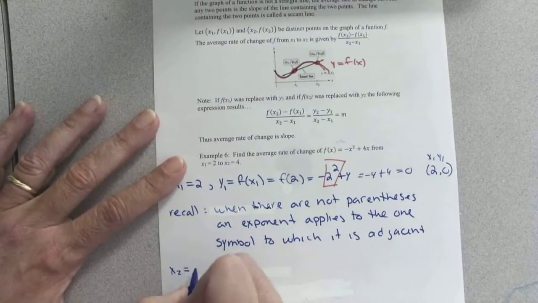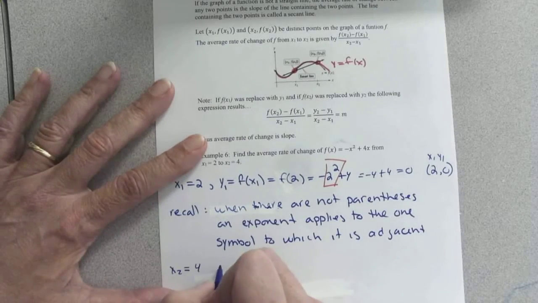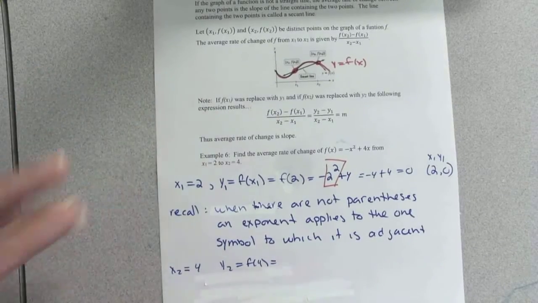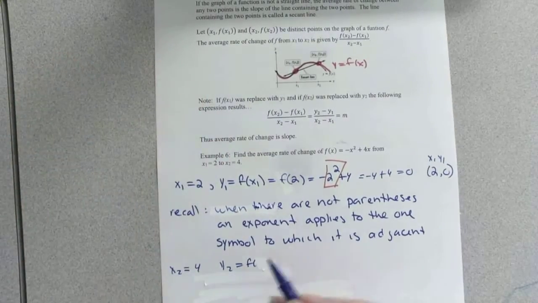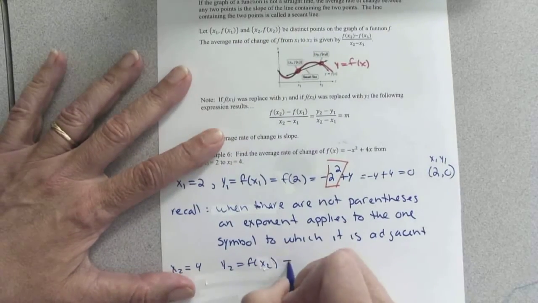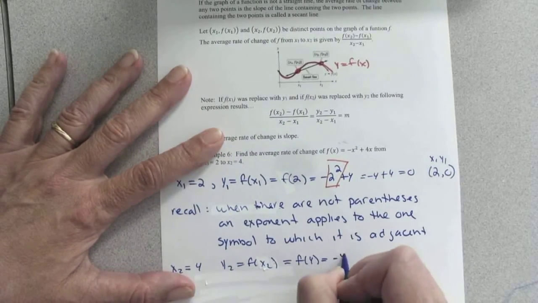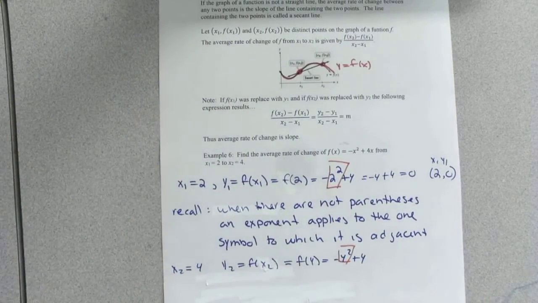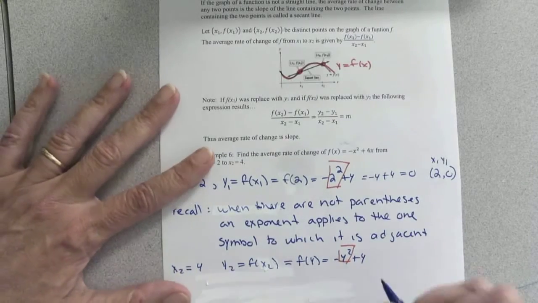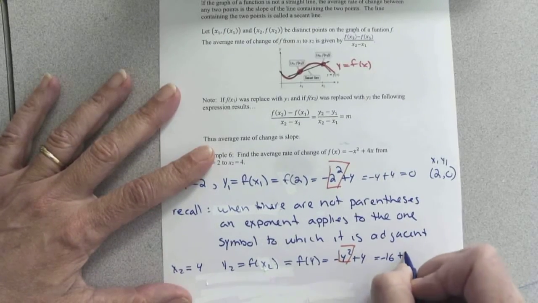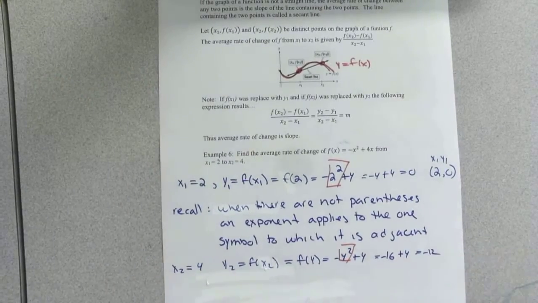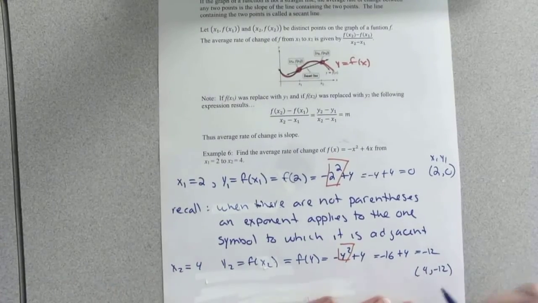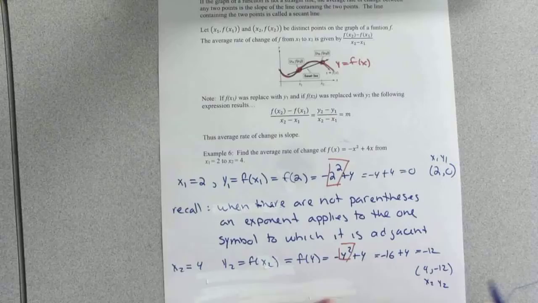x2 equal to 4 is going to give me y2 equal to f of 4. It will be f of 4, but I want to put in one more step. y2 will be f of x2, which will be f of 4, which is negative 4 squared plus 4. And then again, the same deal. That exponent applies to the one symbol to which it's adjacent. So that's going to be negative 16 plus 4 for negative 12, or I have the point for negative 12. And so there's my x2, y2.